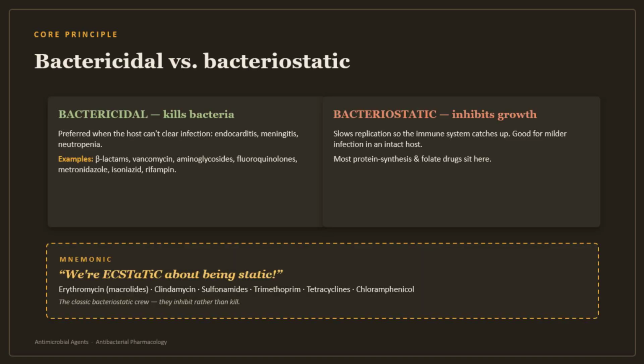Let's zoom in on cidal versus static, because this is the kind of distinction that separates a good answer from a great one on exam day. Bactericidal means the drug kills bacteria outright, and we reach for these when the host genuinely can't clear the infection on their own. Think endocarditis, meningitis, or a neutropenic patient whose immune system is on the floor. The classic killers: beta-lactams, vancomycin, aminoglycosides, fluoroquinolones, metronidazole, isoniazid, and rifampin.